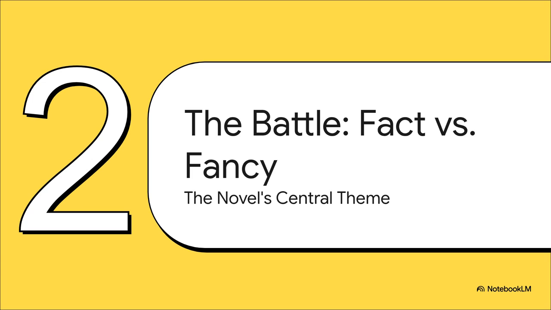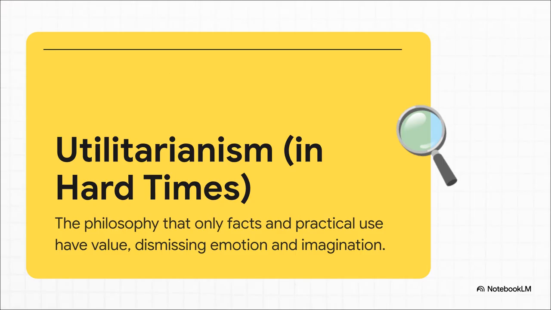All right, so what's the central idea being sown in the first place? Well, it's the thematic heart of the whole book, a massive battle between two ways of seeing the world, fact versus fancy. The philosophy that Dickens is really taking aim at here is known as utilitarianism. Now, the way it's presented in the novel, it's this belief that the only things that have any value are things that are fact-based and useful. Imagination, art, compassion, wonder, all that stuff is seen as just useless clutter. Dickens is setting up a major ideological showdown.